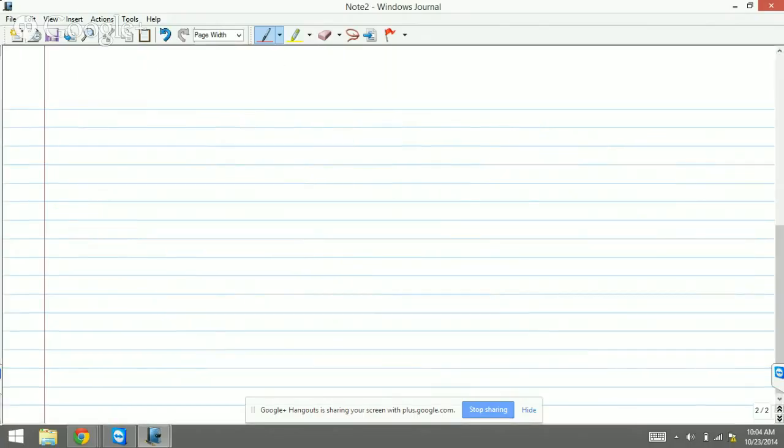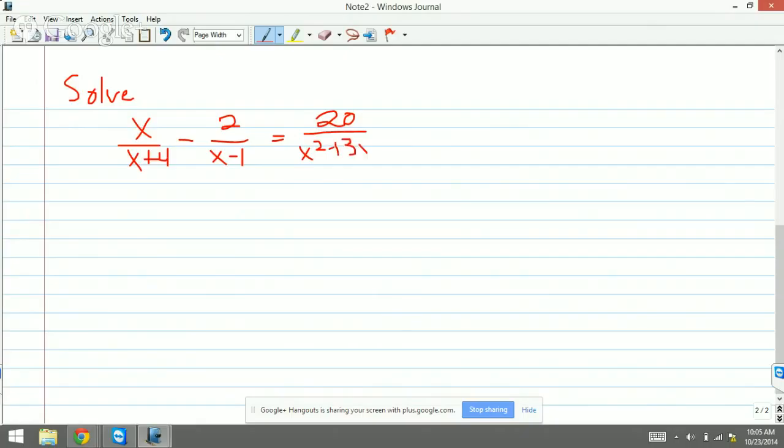Okay, next one, a little harder. Is this our 3 range? Yep. This would be somewhere in that area.